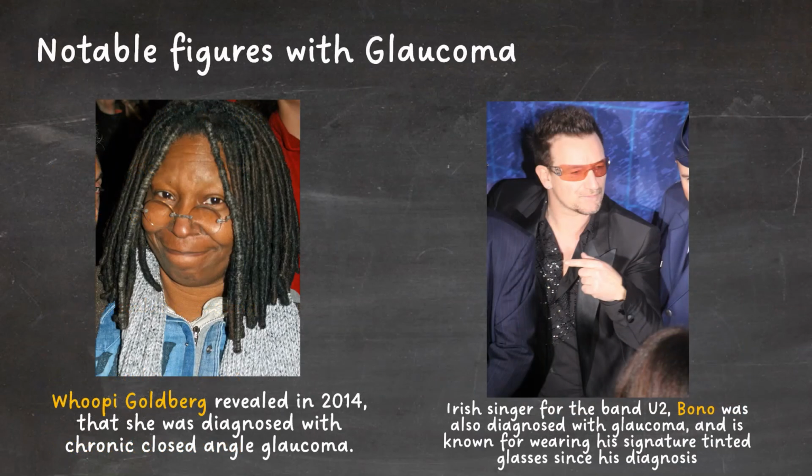So just to remind ourselves during our studies that these conditions do affect real people, here's just a few examples of some notable figures who were diagnosed with glaucoma. So Whoopi Goldberg revealed in 2014 that she was living with chronic angle closure glaucoma. And the famous Irish singer Bono was diagnosed with glaucoma a few decades ago as well, and is well known for wearing his tinted glasses, which he wears since his diagnosis.